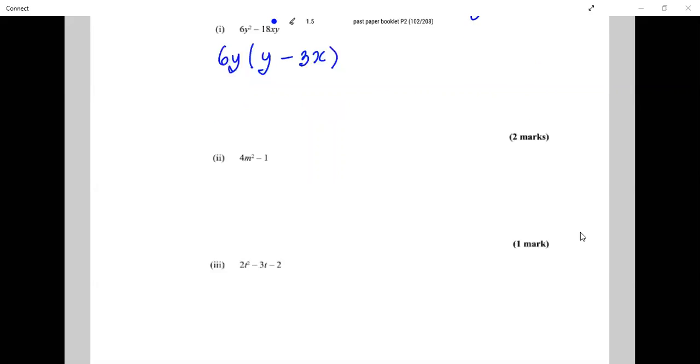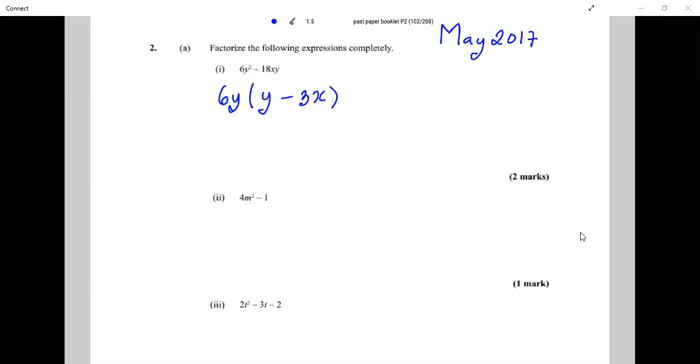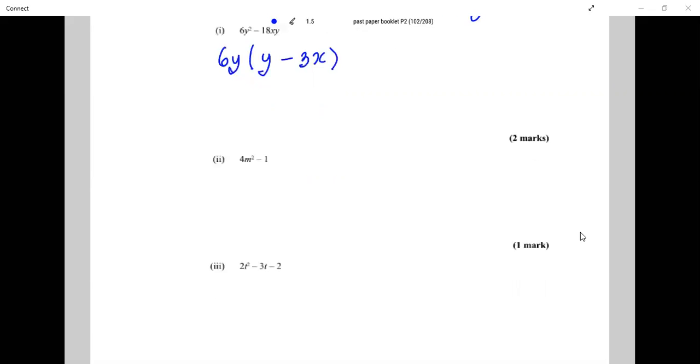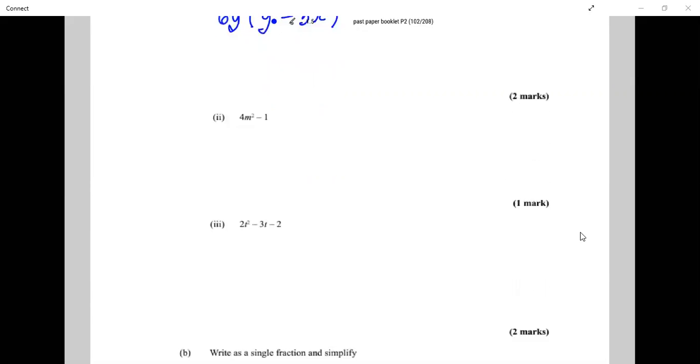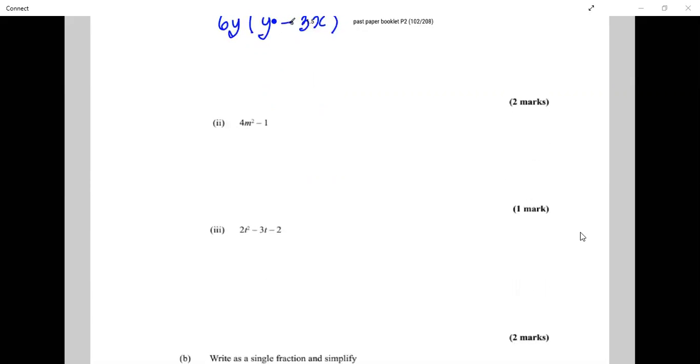Number 2, so with factorization, if you know what you're doing, you can basically go through them very quickly. Number 2, 4x squared minus 1 is the difference of 2 squares. And this is how you factorize the difference of 2 squares. You ask yourself, what multiplied by itself gives you 4x squared? And the answer is 2x. You put a 2x here, you put 2x here.